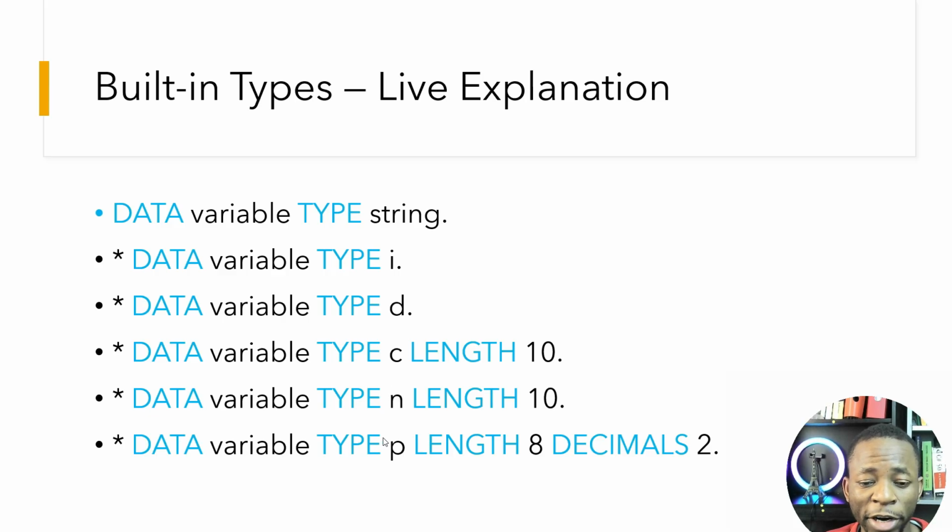And then DATA variable TYPE P. So packed, this P means packed, is for floating points. So for instance, you can have 8.50 and then DECIMALS 2. This 2 means the number of decimal places you have in the figure. All right, so let's go to the live demo.